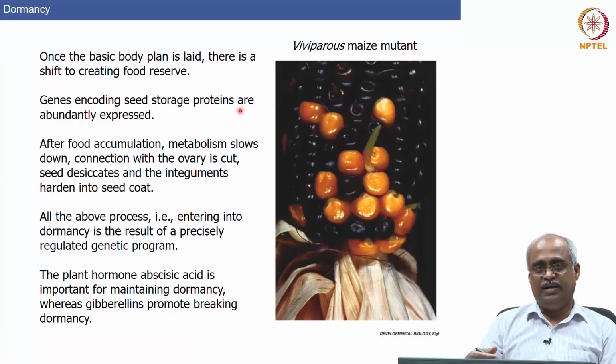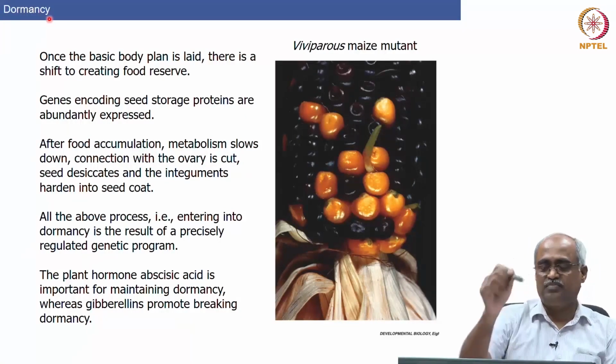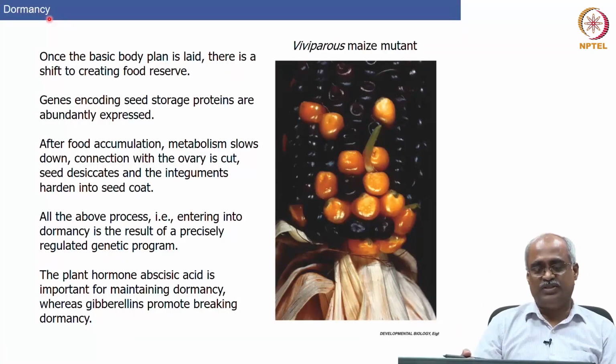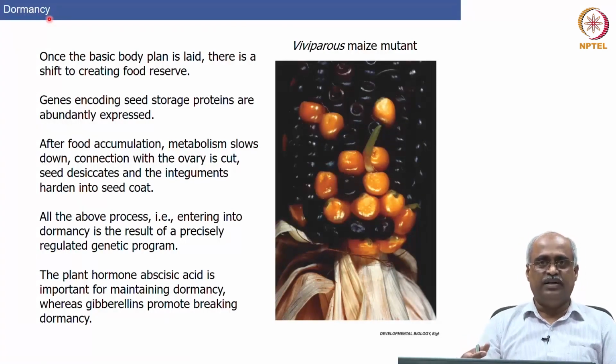Once that is done, it takes another break, which we call dormancy. The metabolism slows down, the connection with the ovary, the placental connection, is cut, and the integuments start to harden and become the seed coat. The embryo proper, the endosperm, or the seed, loses a lot of water; it desiccates.